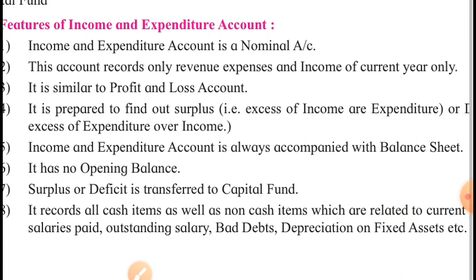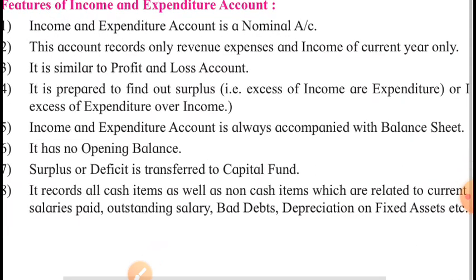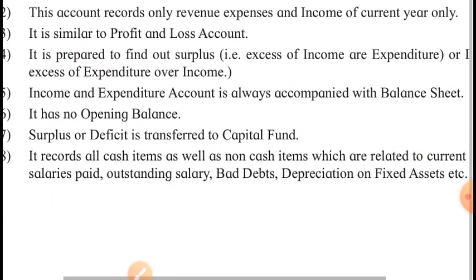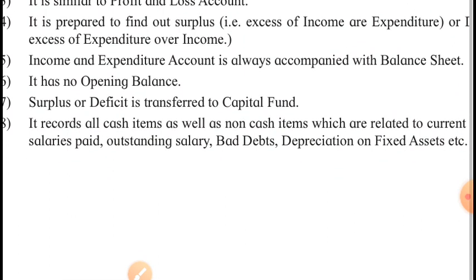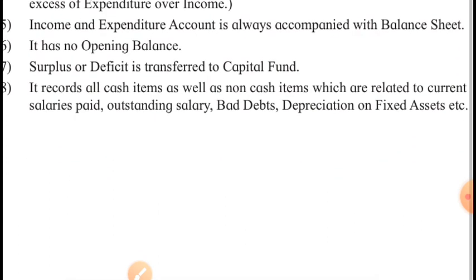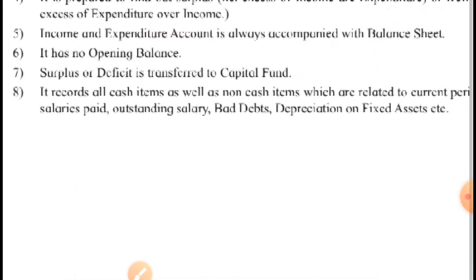It is similar to the profit and loss account. It is prepared to find out surplus or deficit depending upon the case. Income and expenditure account is always accompanied with a balance sheet, meaning when you are preparing the income and expenditure account, we must prepare the balance sheet too. It has no opening balance. Why does the income and expenditure account have no opening balance? Because this account gets closed by transferring its balance to the capital fund. That is why it has no opening balance. Surplus or deficit is transferred to the capital fund, and that is why this account gets closed.